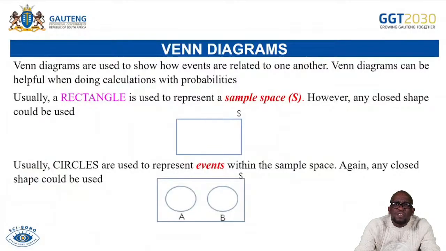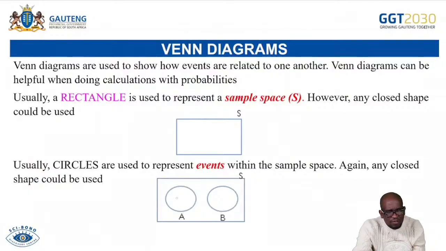Let's get into the first probability tool, which is the Venn diagram. All right, Venn diagrams are used to show how events are related to one another. Venn diagrams can be helpful when you encounter problems where you need to calculate probabilities. All right, a rectangle is used to denote the sample space. However, any closed shape can be used. Usually circles would represent the event within the sample space. Any closed shape can be used there.